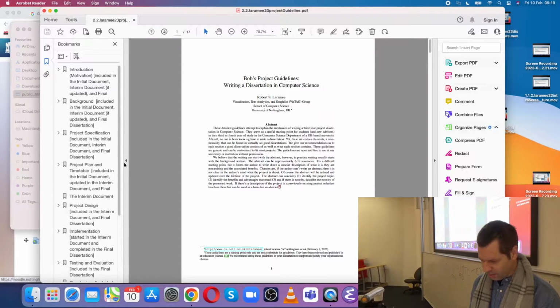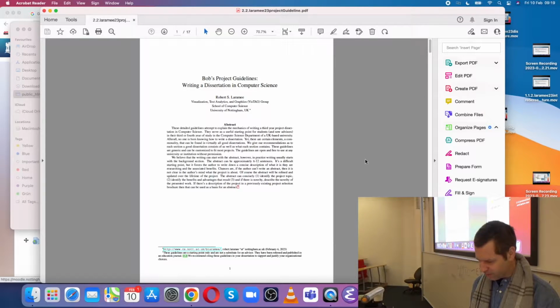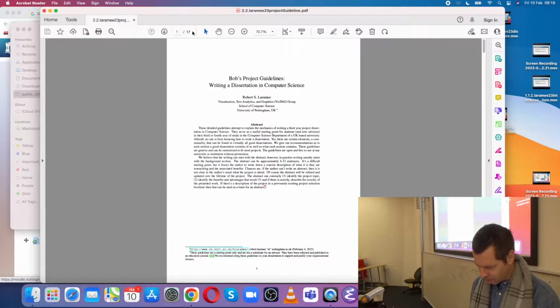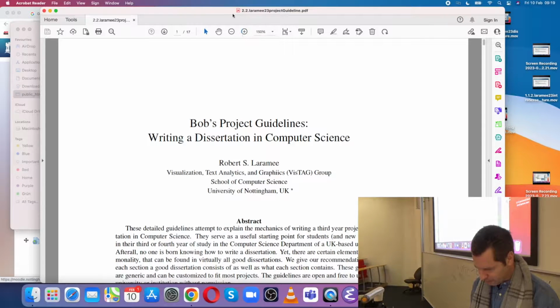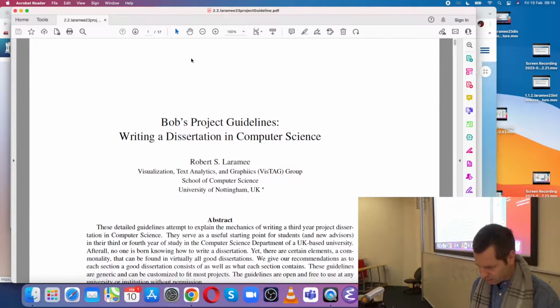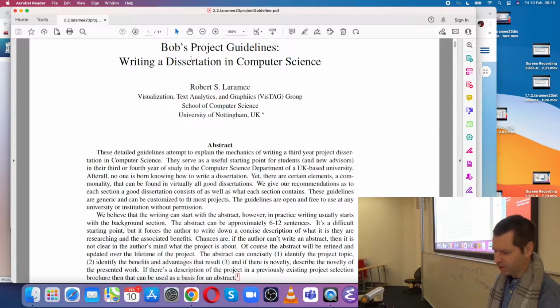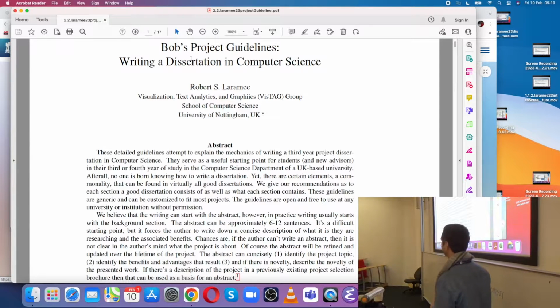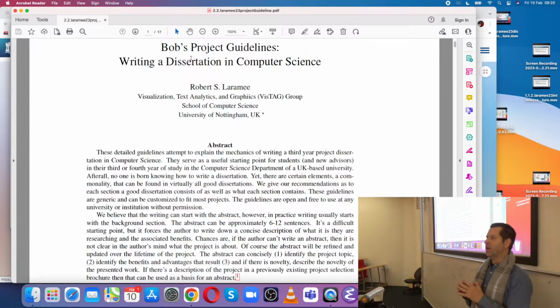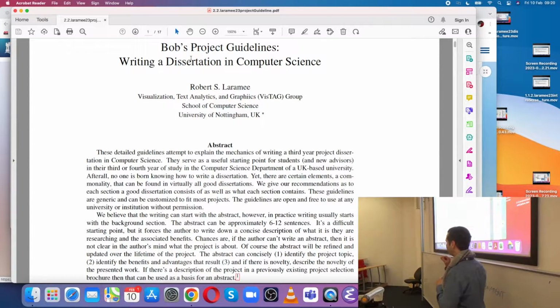So I'm not using slides for this part. I'm using the PDF directly. This is a special document. It's called Bob's Project Guidelines, Writing a Dissertation in Computer Science. So these are very detailed guidelines, and they have a special focus on the writing aspect of your dissertation.